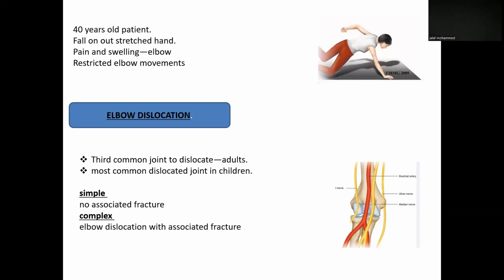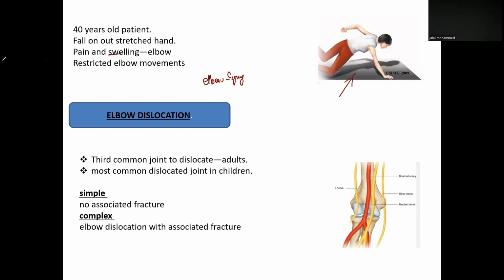And after the fall, he has pain and swelling of the elbow along with restricted elbow movement. So this is the mechanism of injury, how the patient sustained the injury. After the injury, the patient is having pain and swelling of the elbow and restricted movement. So it's an elbow injury. So what can it be?